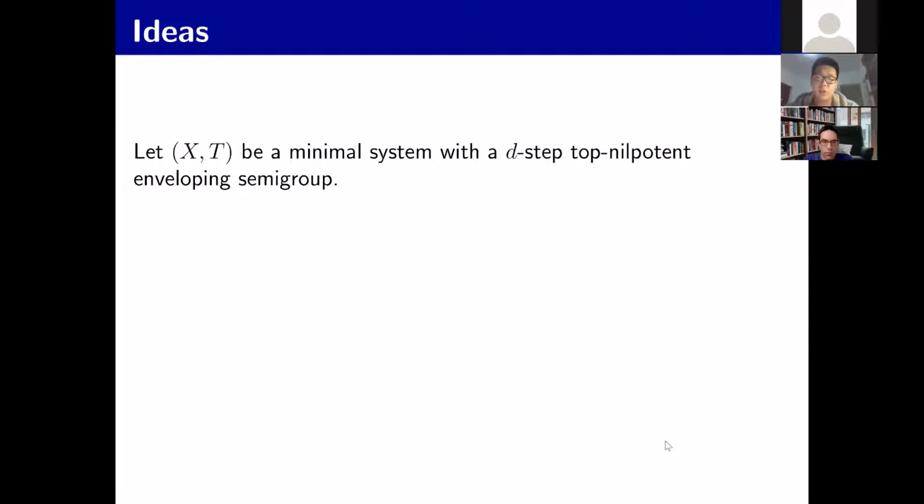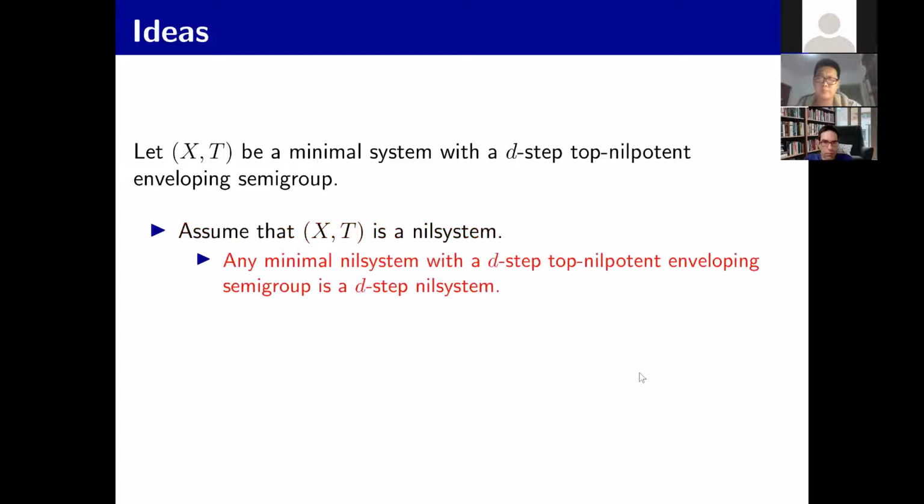We next show how we prove it. Inspired by the nilpotent structure theorem, we want to reduce the general case to a nil system case. This process is divided into two parts. The first part is that we assume the system itself is a nil system. That is to prove that any minimal nil system with a D-step top-nilpotent enveloping semigroup is a D-step nil system, and this step is easy.